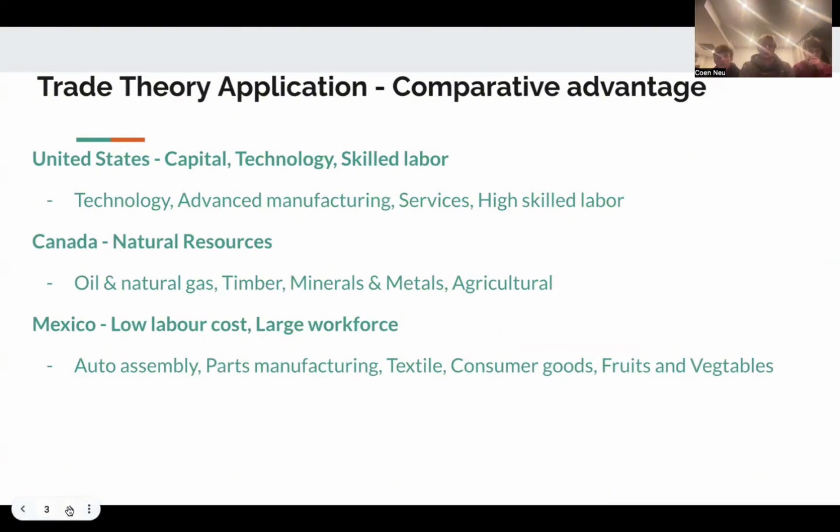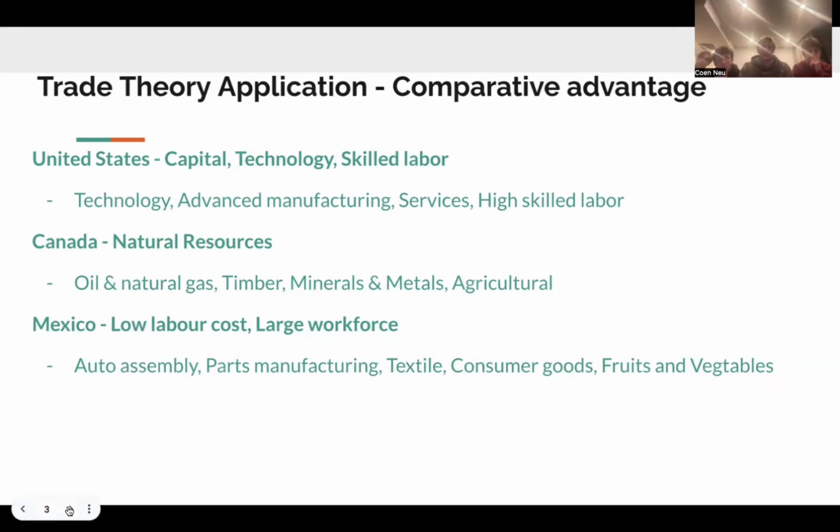So next we're going to talk about the trade theories that we learned in class and how they are applied. The first one we're going to talk about is comparative advantage. What this is, is that countries should specialize in what they produce most efficiently to become more efficient and make the most amount of money. Between these three countries, they each do certain things the best. For the United States, it's their capital, their technology, and their skilled labor. They do a lot of technology, advanced manufacturing, high-skilled services, and high-skilled labor.